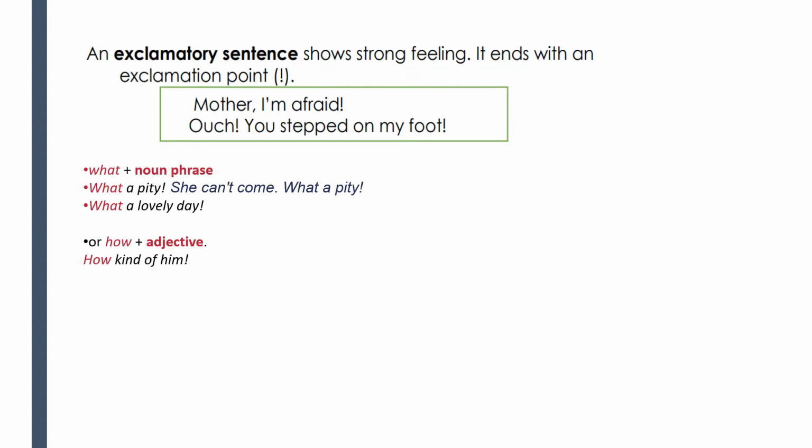An exclamatory sentence, kids, shows a strong feeling. It ends with an exclamation point, or exclamation mark, this. Okay? Example, mother, I'm afraid! Ouch, you stepped on my foot! They all end with an exclamation point or mark.